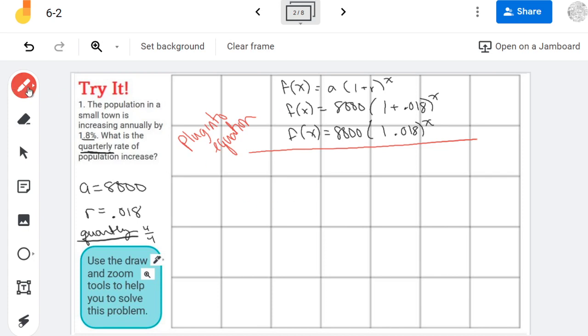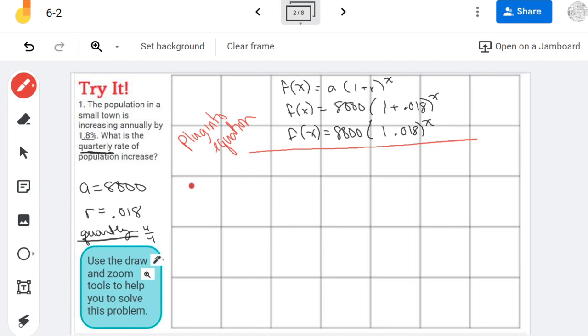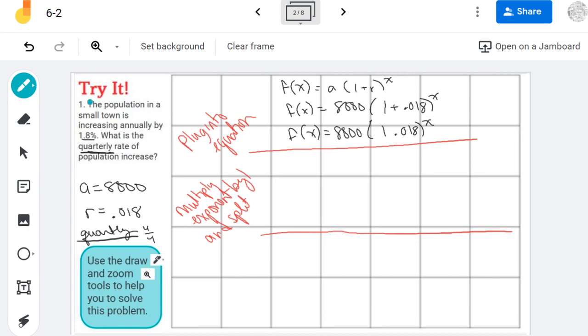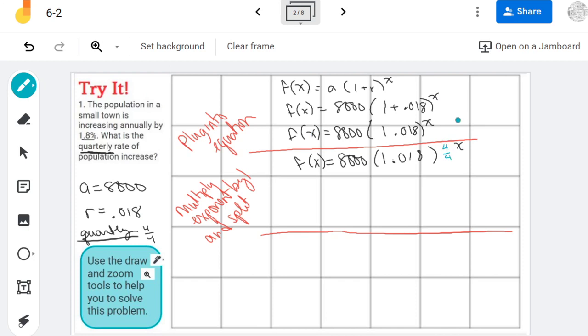So now my next goal is to split the exponent, or multiply the exponent by 1. Let's see what that looks like. The first thing I do is take that exponent, and this is where we are getting the quarterly part to it. I'm multiplying that exponent by the number 1. But in this case, because I want it to be quarterly, I'm going to make that 1 look like a 4 over 4.